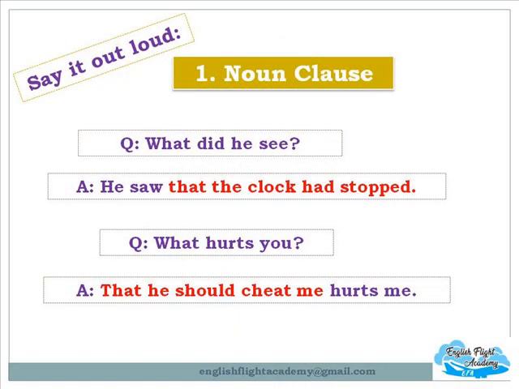So my dear students, as usual, we'll practice the Let's Talk session. I hope you're practicing it on your own after listening to me, because imitation technique, as I said, is the best technique to practice. What did he see? He saw that the clock had stopped. So over here, that the clock had stopped is a noun clause because it has a subject and a predicate. Then what hurts you? That he should cheat me hurts me. So that he should cheat me is a noun clause.